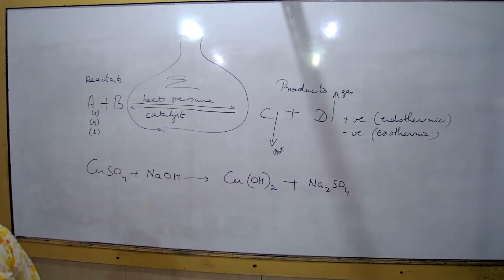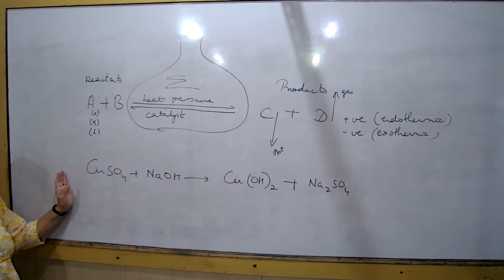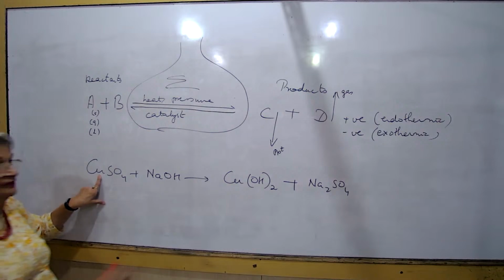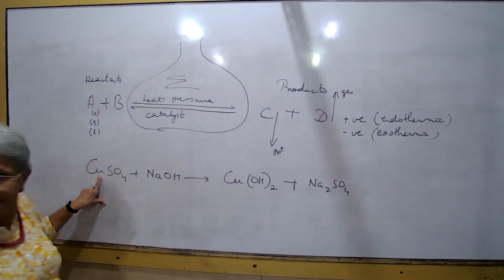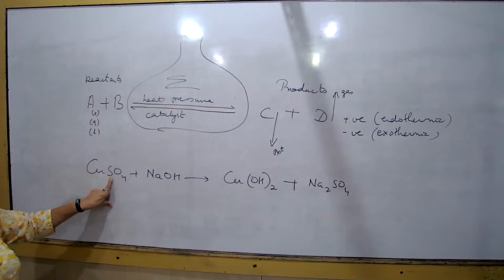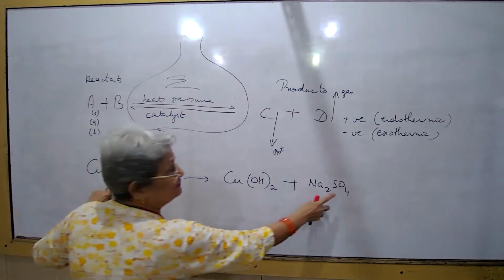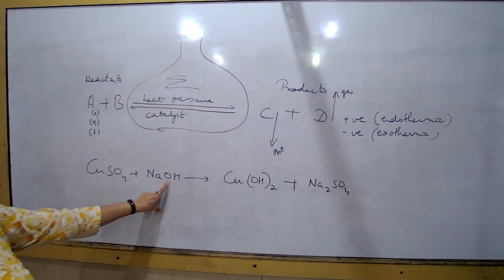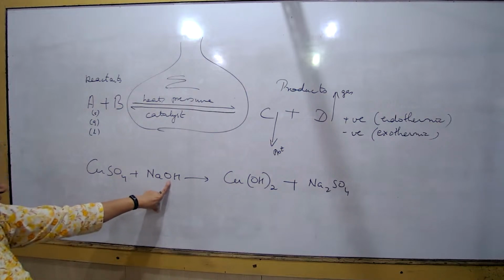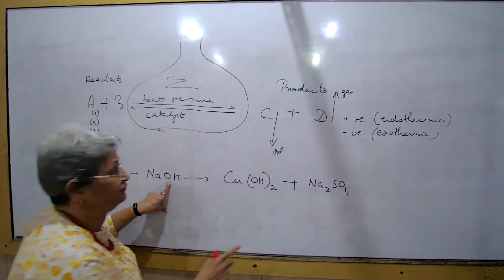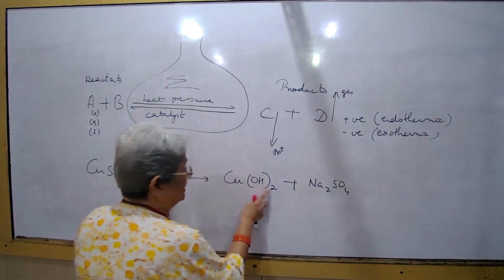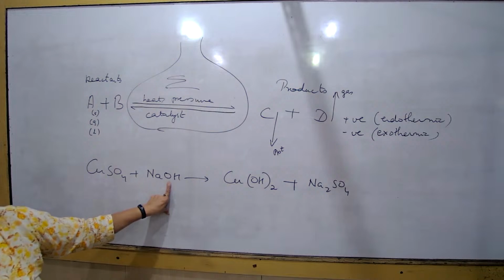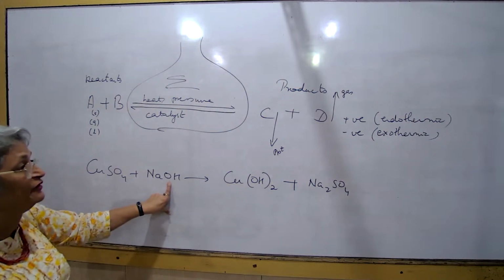Now we have to make sure that the atoms of the elements are equal on both sides. We've got one copper here and one copper here. Okay, balanced. We've got one sulfur here and one sulfur here, balanced. We've got four oxygen and one, that is five oxygen. So therefore now what do we do?